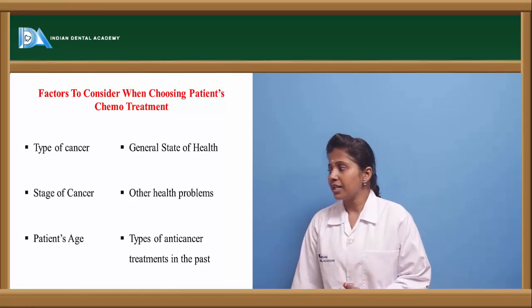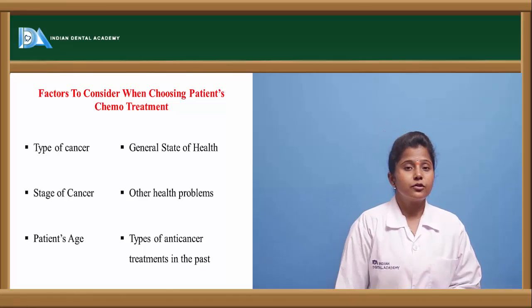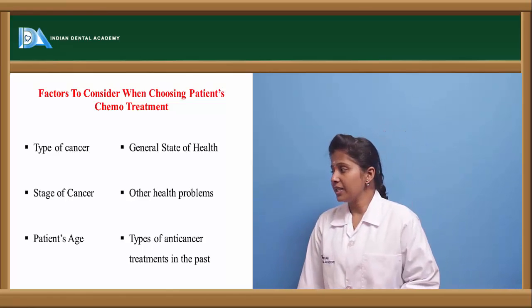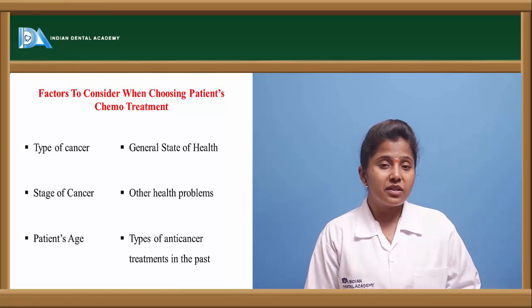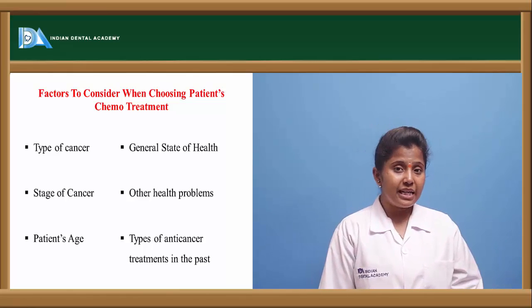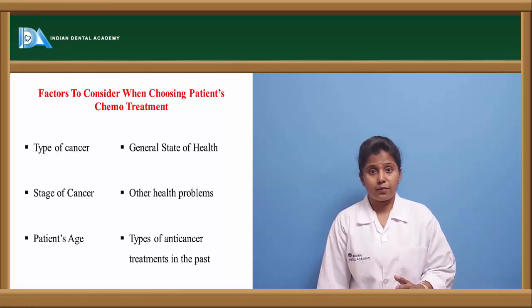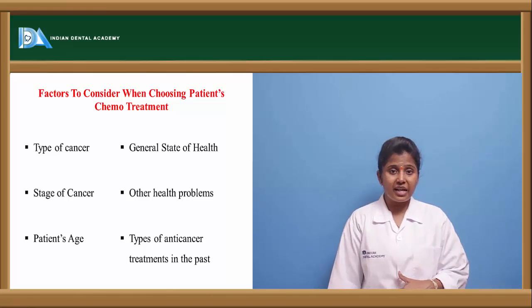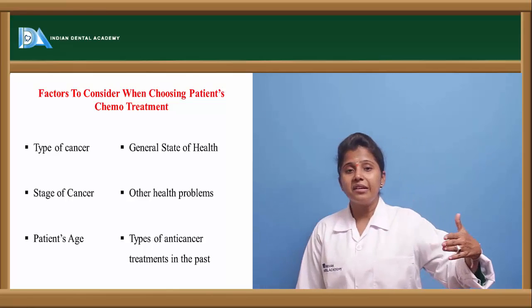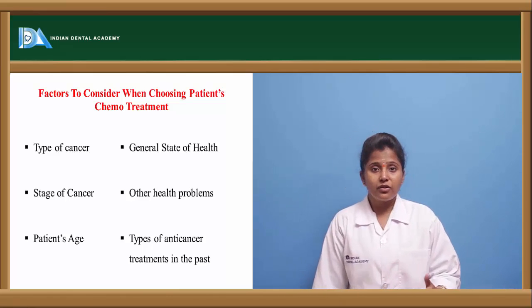The other one is other health problems. If there are any other health problems, as I told, these have to be considered. The other one is types of anti-cancer treatments in the past. If the person has already taken anti-cancer treatment, then why was that treatment not that effective? Whether there is a problem in the medication or the frequency of the person taking it, the previous medical history of the patient is taken into consideration while giving the treatment.